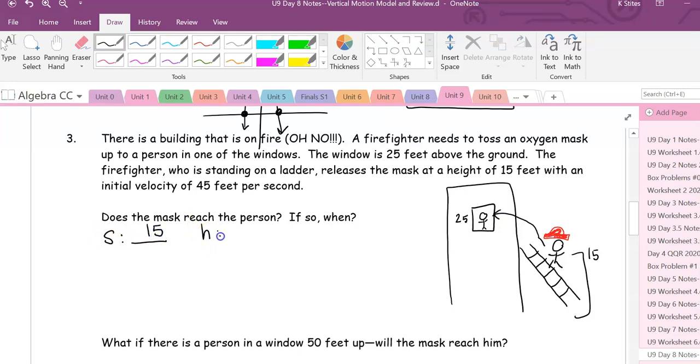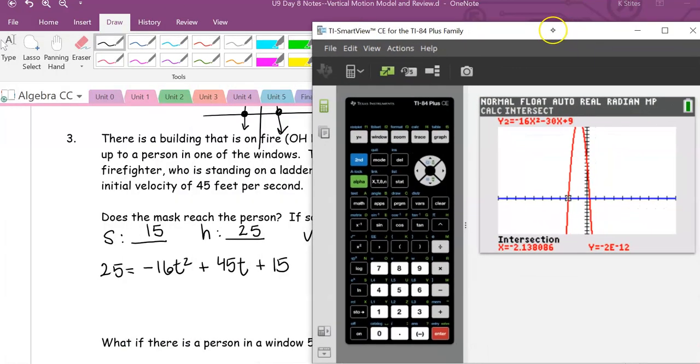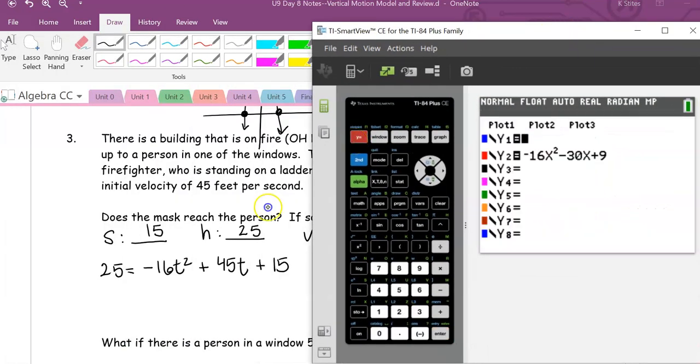The ending height, we're wanting it to get to the person in the window. The window is at 25. And our velocity, it says, is 45 feet per second. And it is going up, so it's a positive. So we should have h equals 25 equals negative 16t squared plus vt plus height. So usually the mistake people make is they switch the 25 and the 15. Drawing a picture really helps.